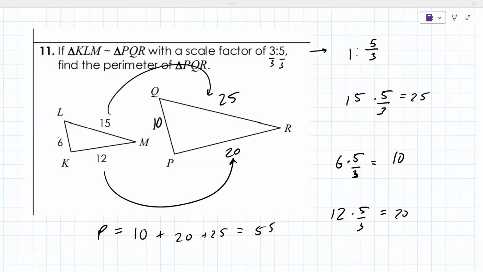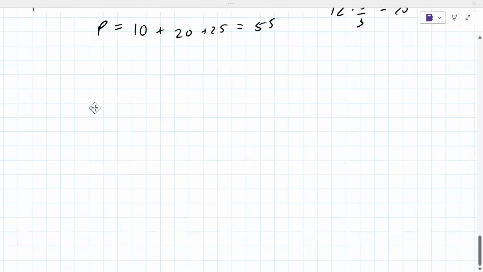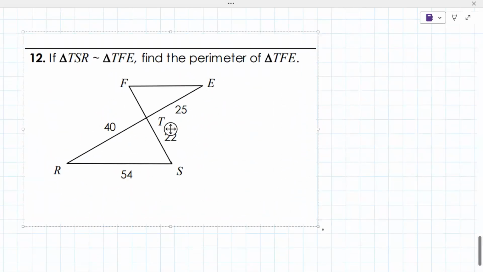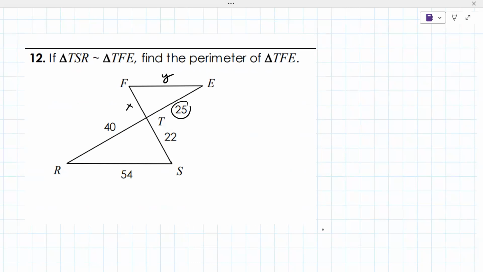All right, see what we can do on this last one. We're running short on time. Get through it. So we're trying to find, I'll call it like X and Y here. We're trying to find those two. So 25, believe it or not, goes with 40.